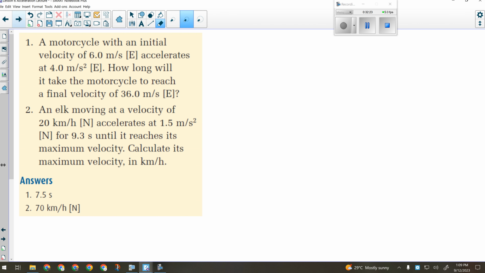Oh, sorry. One thing you're going to need to know. They're giving me a velocity in kilometers per hour, but they're giving me the acceleration in meters per second squared. What do I have to do with this kilometers per hour? I've got to convert it to meters per second. Okay, how do I do that?